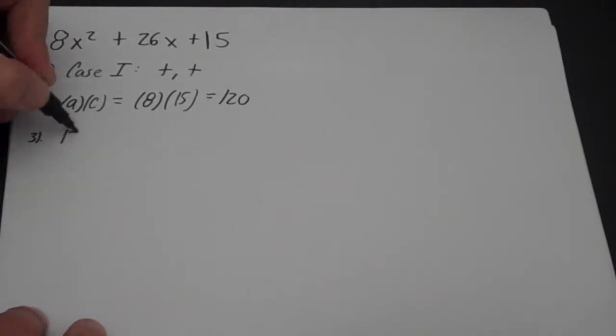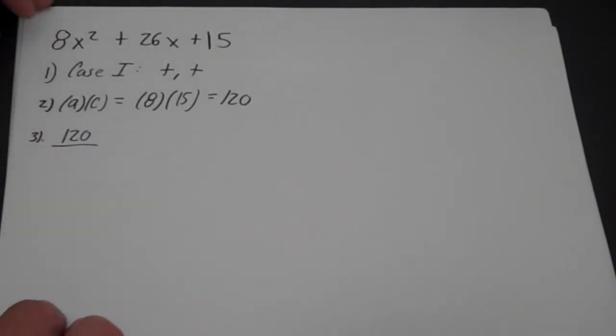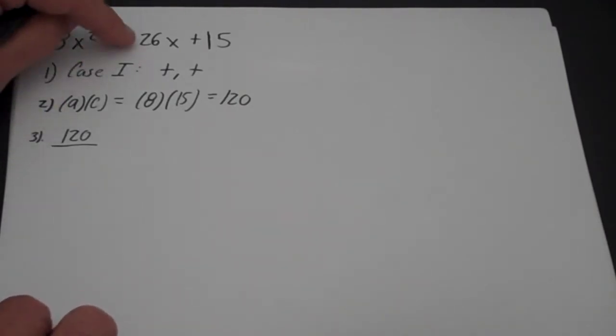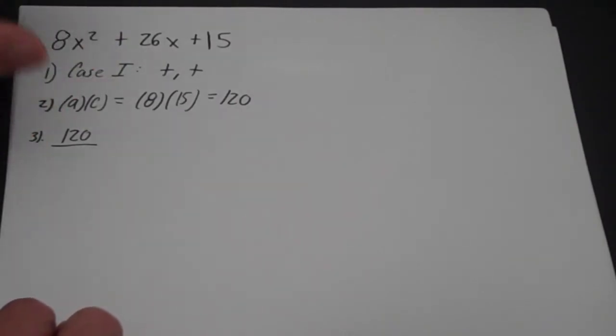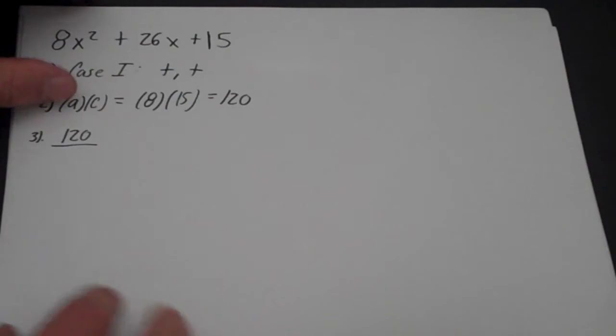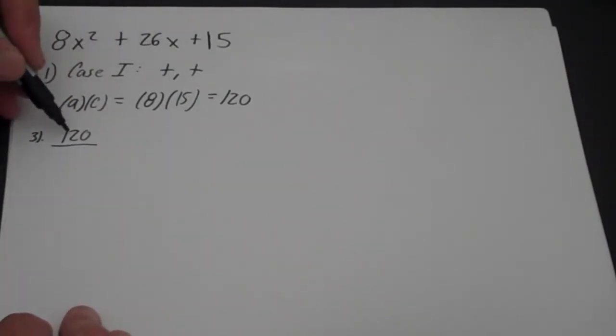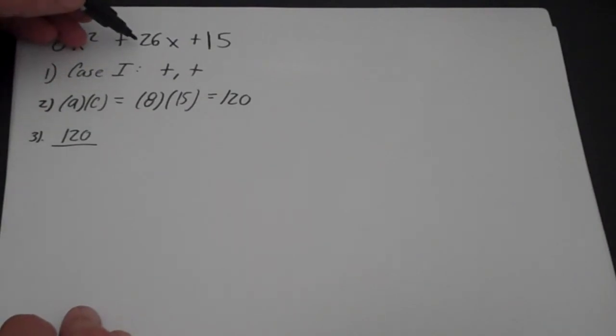The third step really is the hard part, and that is you find two numbers which multiply to 120 and add to 26. Now be careful here. In many cases you can do this quickly in your head, but if you can't, you want to write down pairs of numbers which multiply to 120 and which also add to 26.